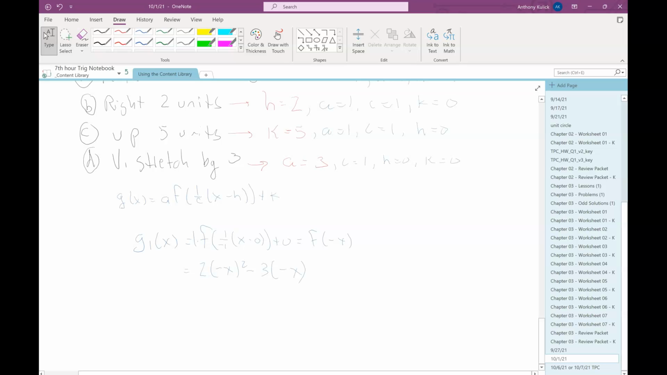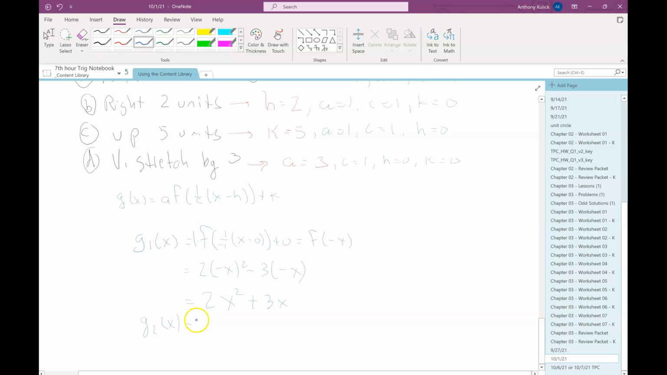So let's simplify things. The order of operations says the first thing I need to do is the exponent. Negative x squared is the same thing as negative x times negative x. Negative times negative is positive. X times x is x squared. So that's going to give me x squared. And then 2 times x squared is just 2x squared. Negative 3 times negative x is going to be positive 3x. And now I'm ready to move to my next step.